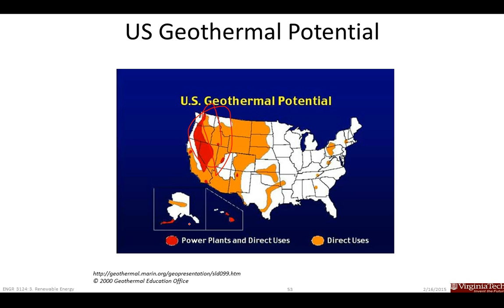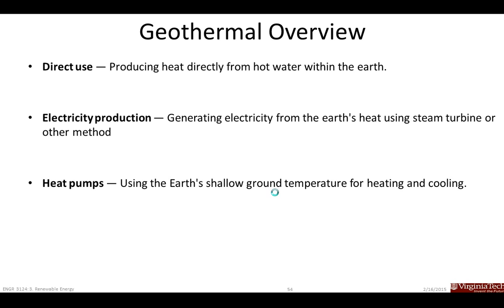In the areas, so power plants, and then direct uses would be like home heating and things like that. In areas, you need the right geological conditions to have geothermal potential. Direct use produces heating from hot water within the earth. You can heat a home, you can heat hot water. Electrical production uses the heat with a steam turbine method. You turn the turbine, produce electricity.